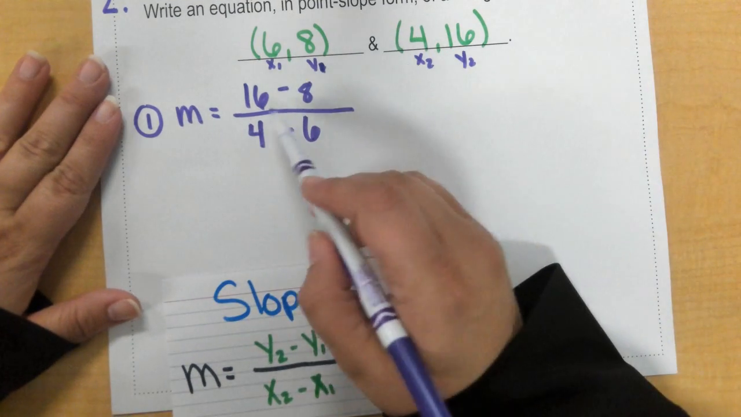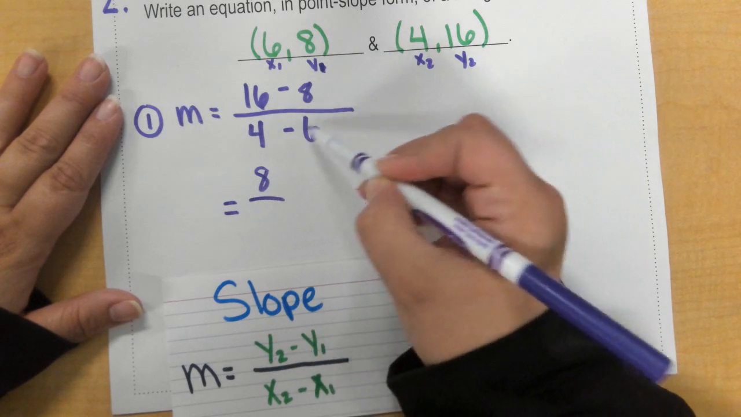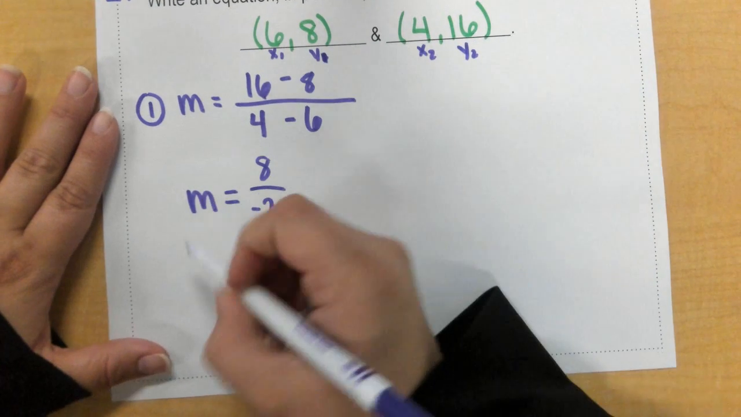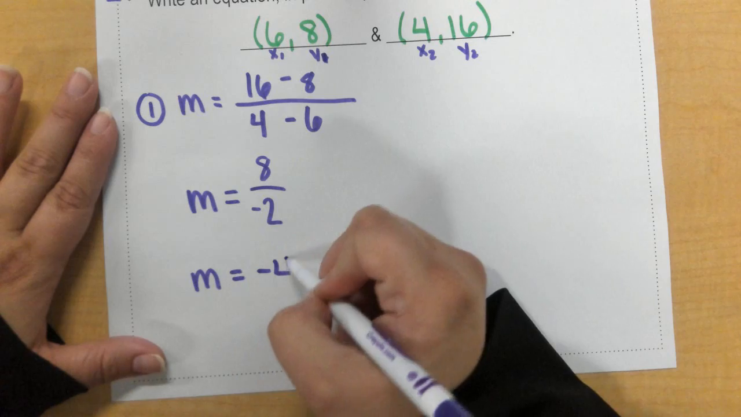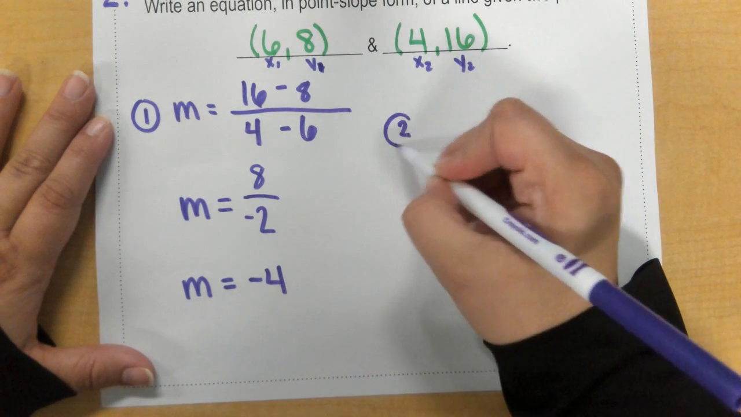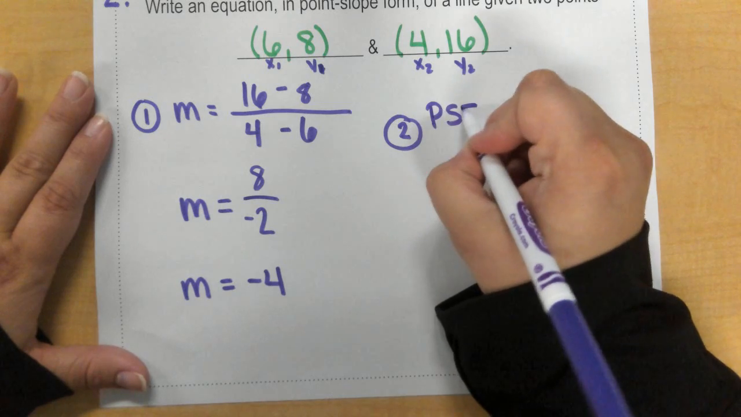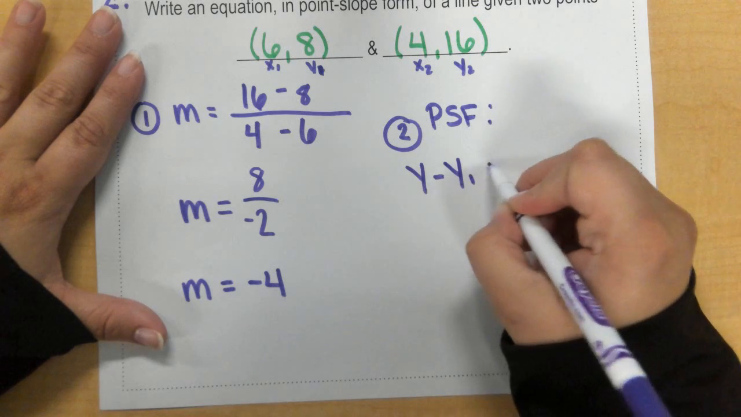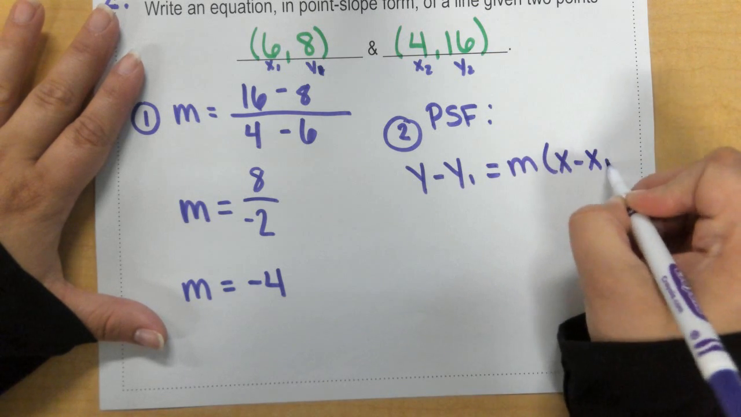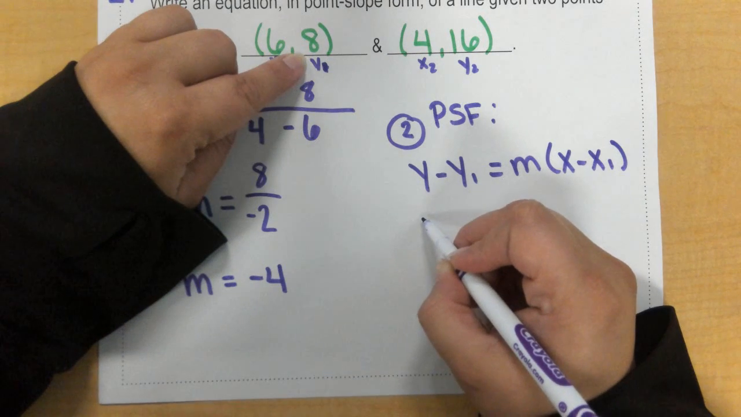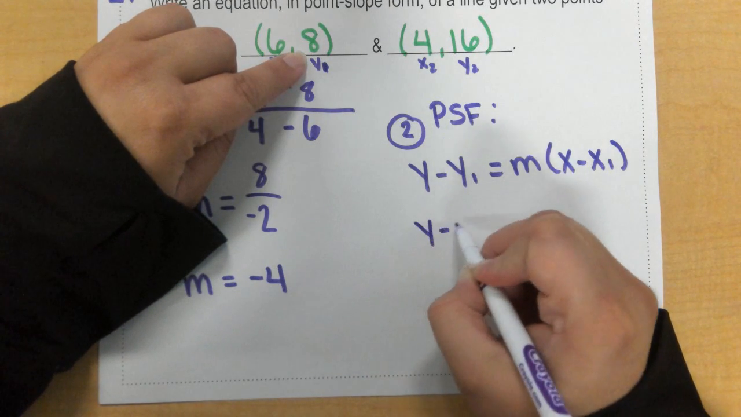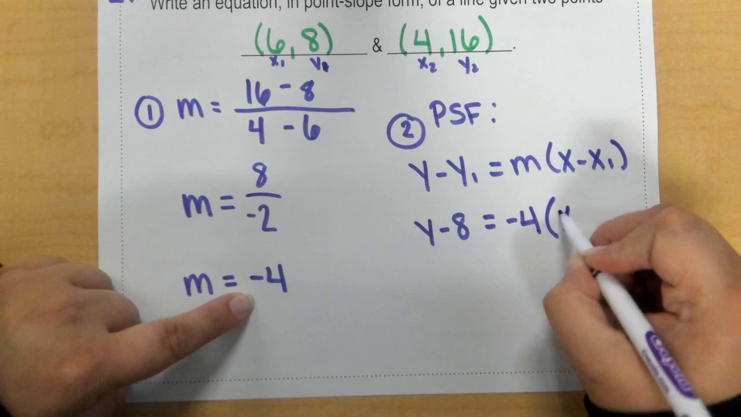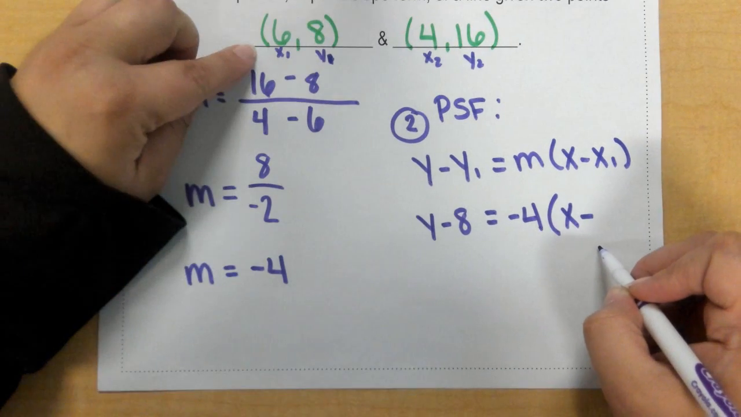Now we can subtract. So 16 minus 8 is 8. And 4 minus 6 is negative 2. If we reduce this, we would get negative 4. Okay? Second step is we need to plug our slope and our first point into point-slope form. So here's point-slope form. Let's plug in. So y1 is 8, so y minus 8. Slope we found was negative 4. And then x minus x1 is 6.